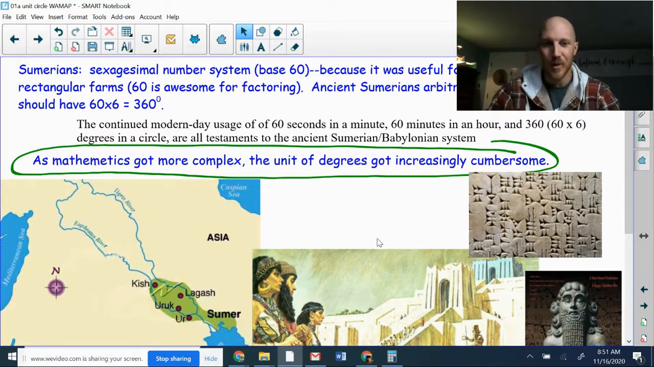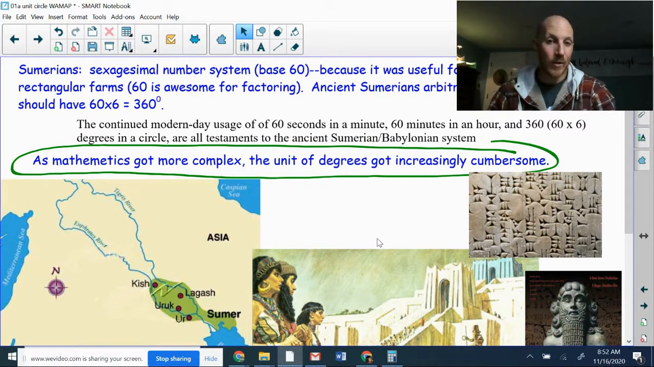So 60 seconds in a minute, that's because the Sumerian number system is base 60. 60 minutes in an hour, same story. 360 degrees in a circle. They said, well, we'll just count up a couple of divisions, 60, 120, 180, and so on. We get 360. All right, there's a circle.